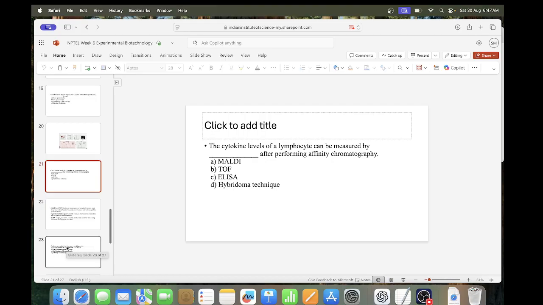Sir, I know about ELISA, sir. Sure, you can tell us what you know about ELISA. Full form is enzyme linked immunosorbent assay. Right. It is used to detect the antigens or antibodies in a sample. Okay. So, do you know how this is performed?